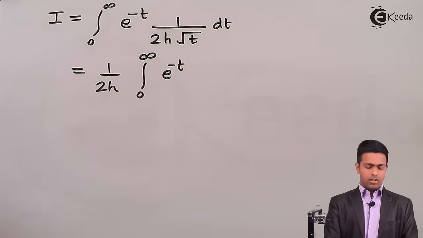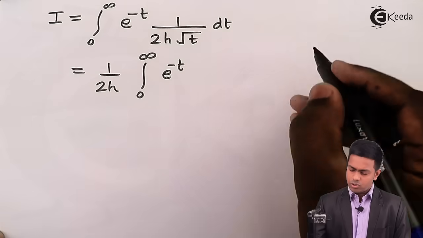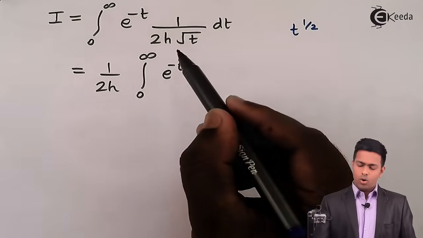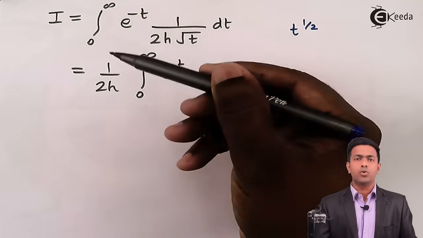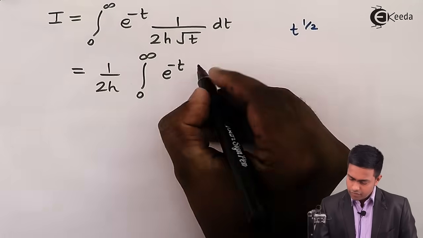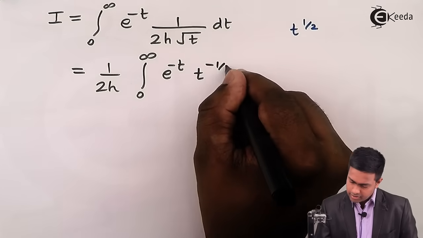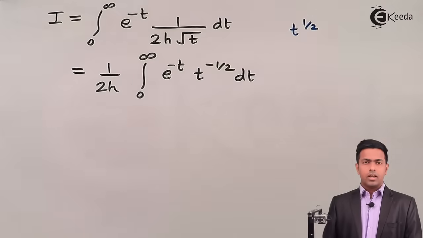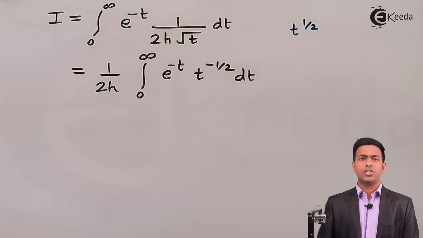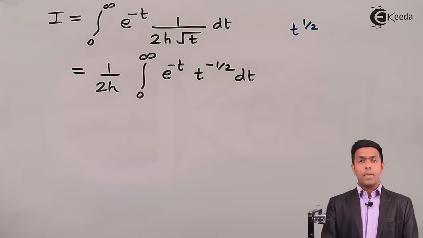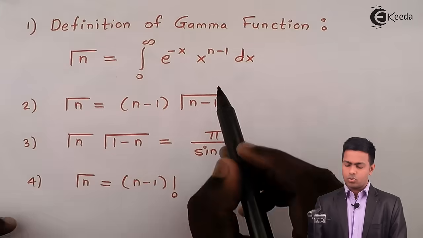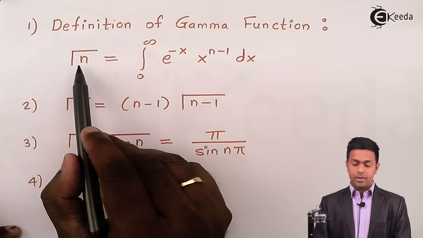Now guys, look here at root t. We all know that root t is nothing but t raised to half. And when we take this t raised to half into the numerator, it becomes t raised to minus half. So here we will get t raised to minus half dt. And guys, now observe, this is exactly matching with the definition of gamma function. So let's come back to the definition. The definition says e raised to minus x, x raised to n minus 1 dx is gamma n.